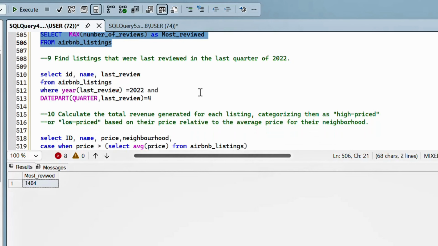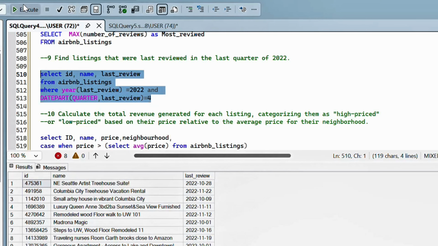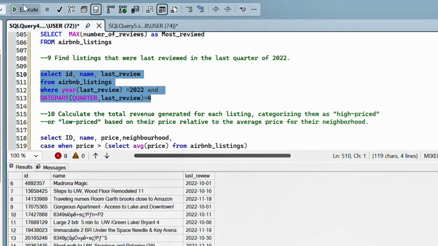Number nine question deals with having the last review in the last quarter of 2024. I selected the ID, name, and review from Airbnb listing, where year, this year will extract the year in the last review. Last review comprises of month, date, and year. But with this keyword year, it extracted the year 2022 for me. And the date part extracted the quarter from the last year review equal to 4. So the last quarter is 4, and I was able to get the answer. And this is the answer from the query. Or these are the reviews that came out in the last quarter of 2024.